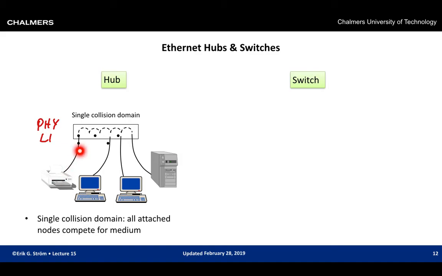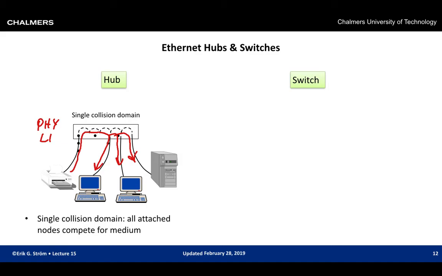It doesn't inspect any link layer addresses or do any filtering of the packets. A packet that goes in here goes out here, it goes out here, and it goes out here, right? So this means that this is just an extension of the cable in a sense. Okay, but there is this star topology, right? Instead of sharing a cable and drilling holes in it, you take your cable from your host and you plug it into your hub.